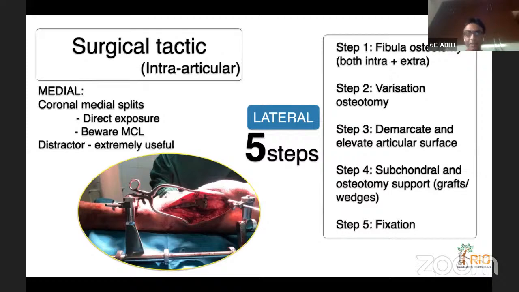For the lateral side, I would say 5 steps. You start with the fibular osteotomy. As I said, it is definitely required for an extra-articular deformity and also for a lot of intra-articular malunions as well. The second step would be a varization extra-articular osteotomy, followed by demarcation of the depressed articular surface and elevating it, and then support these elevated articular segments by wedges or grafts, whatever you can, and finally complete your fixation.